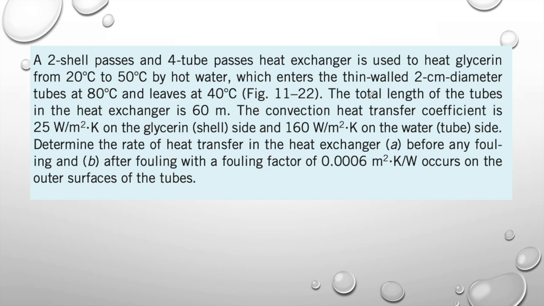Now the question asks for the rate of heat transfer in the heat exchanger, A, before any fouling, and B, after fouling, with a fouling factor of 0.006 meter squared Kelvin per watt, which occurs on the outer surfaces of the tubes. So that is the question.